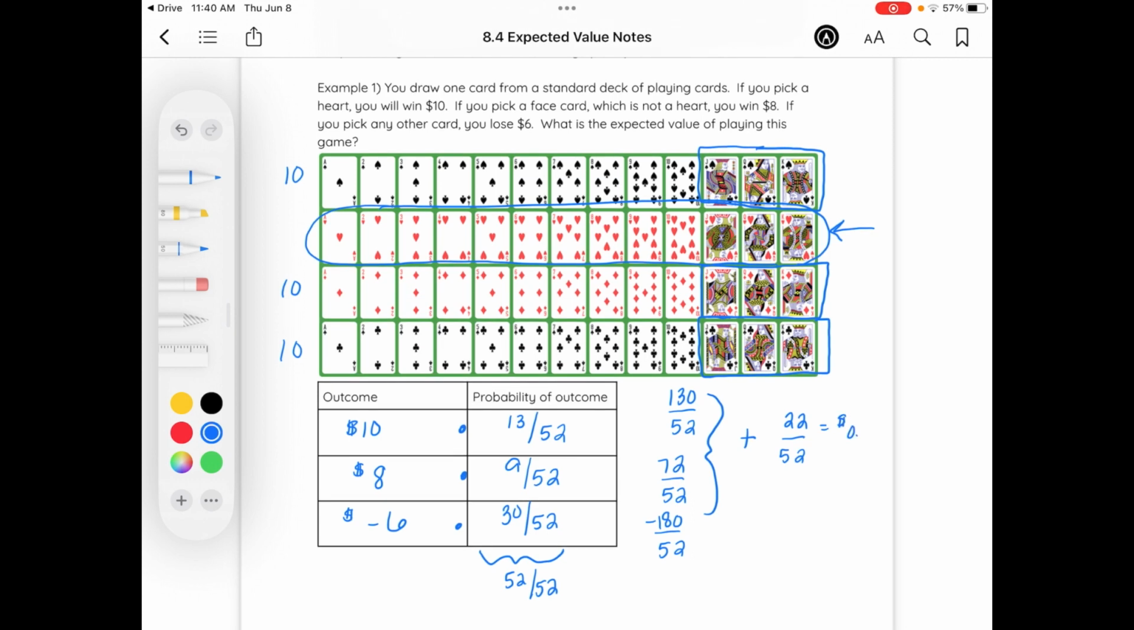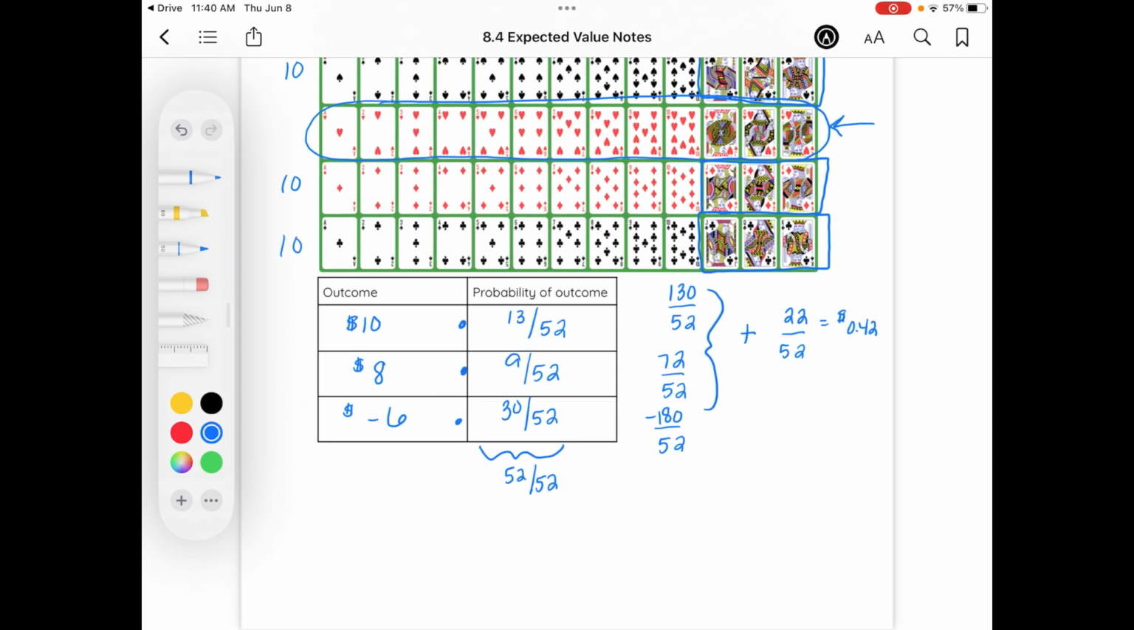Or because we're talking in money, about 42 cents we can expect to win when we play this game, especially over long periods of time. Since the expected value is positive, it is to our advantage to play this game because we would typically win within the game.